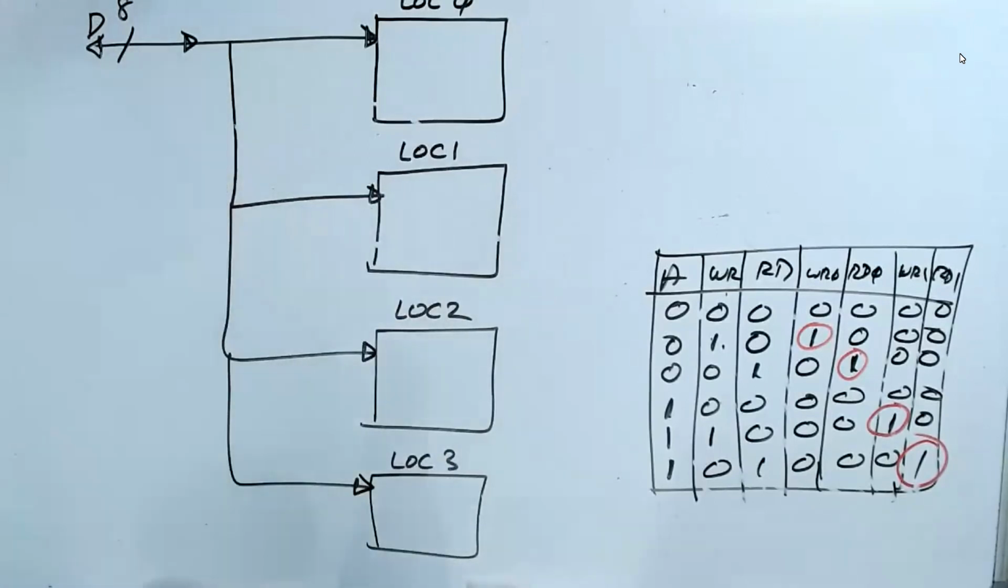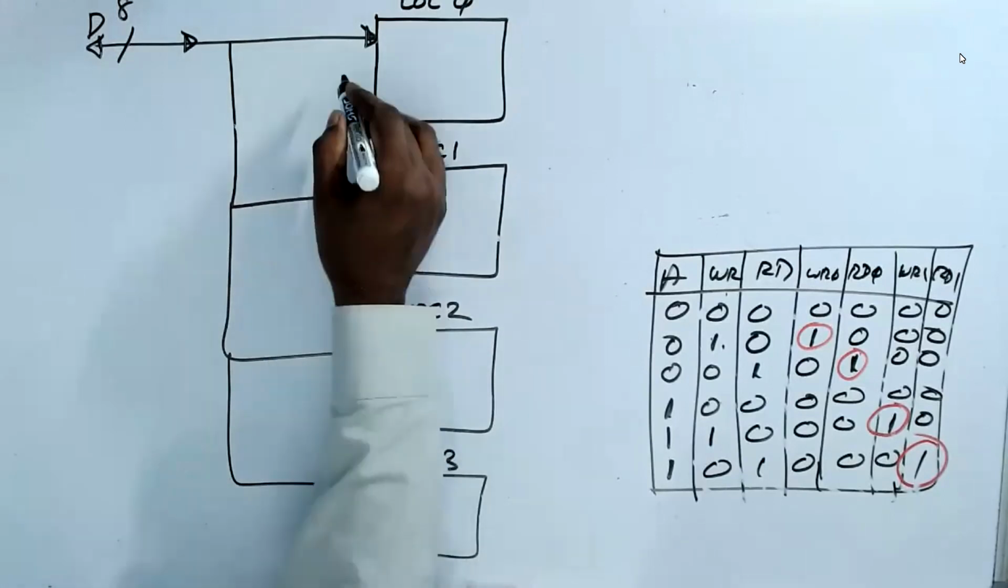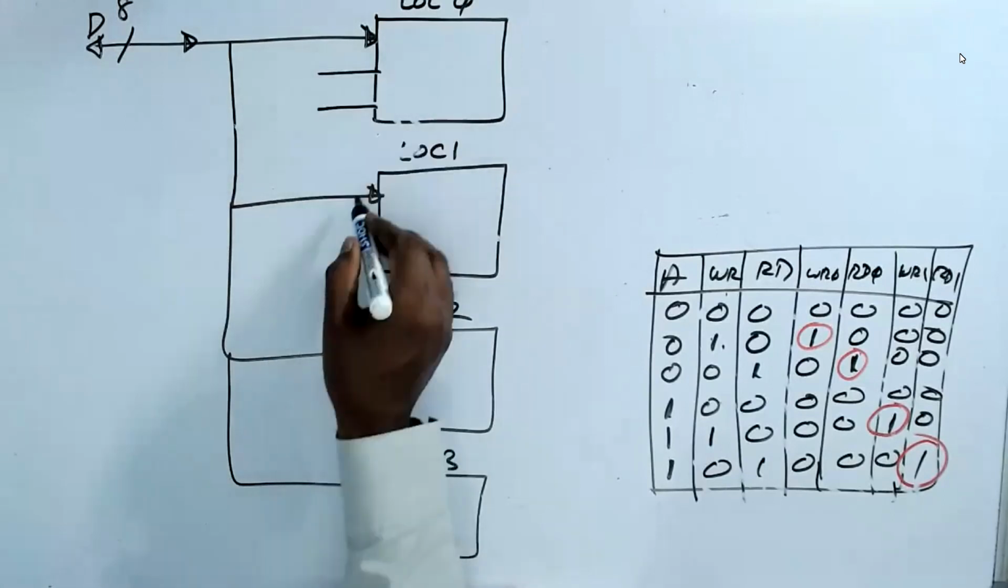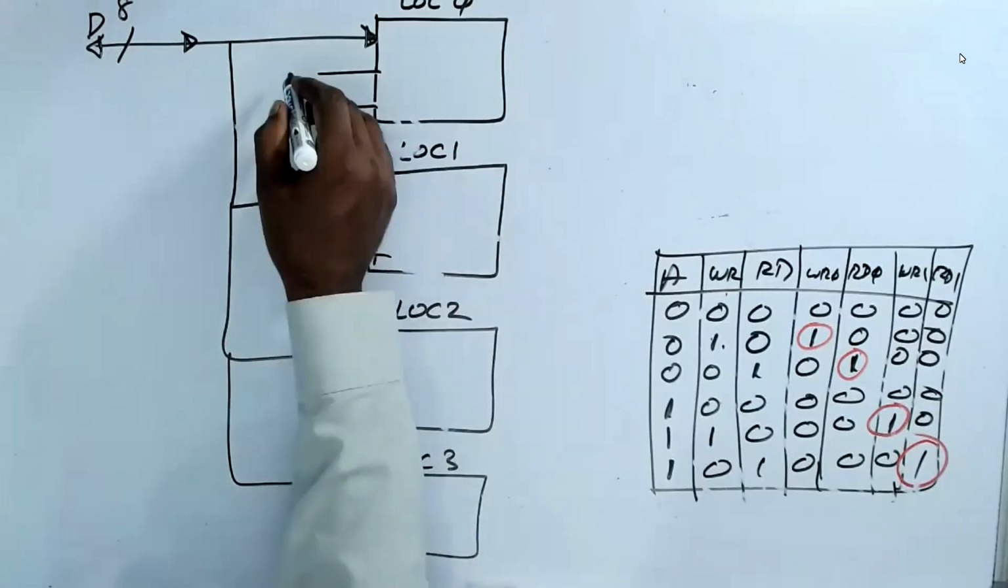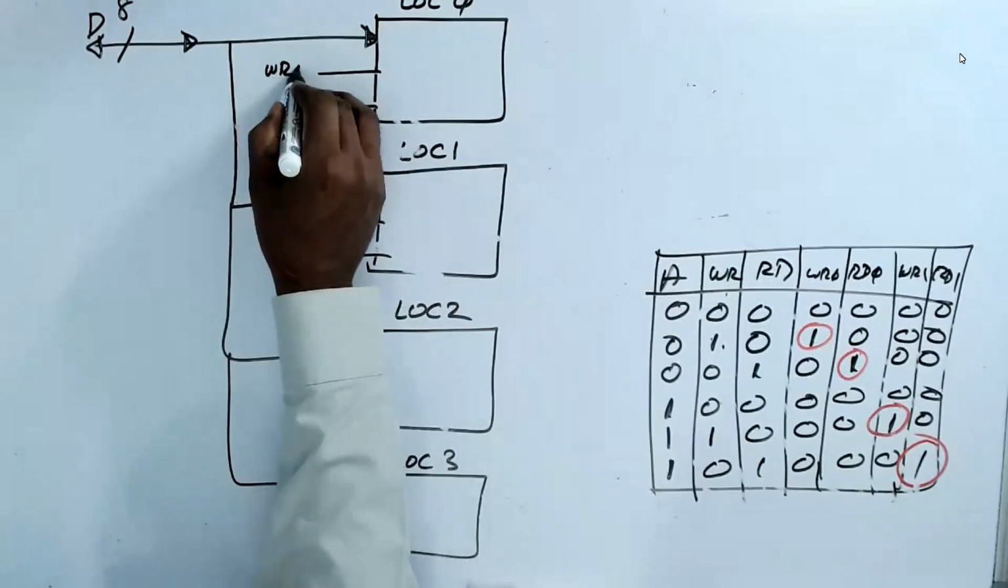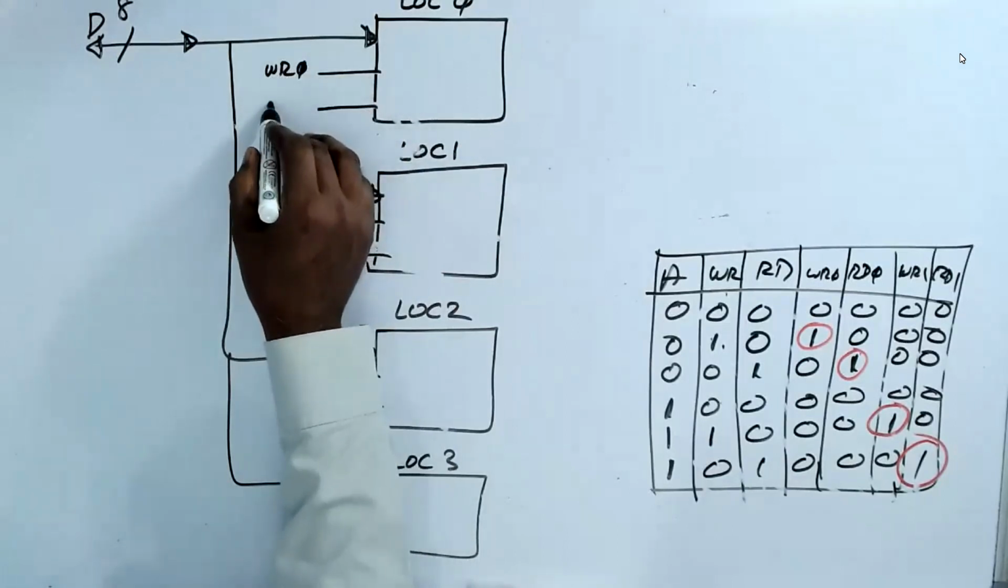So go back to the signal byte. Now, everyone is having a separate signal called read write. See, this guy is having a write 0, read 0.